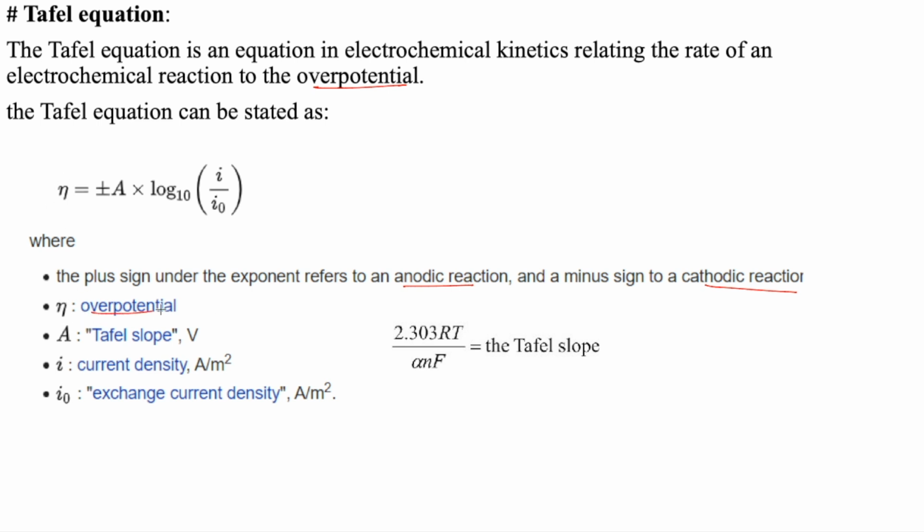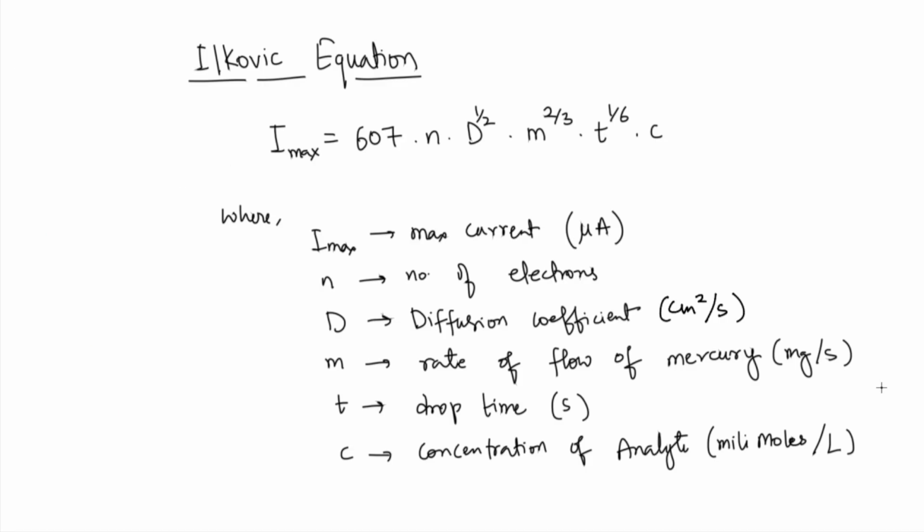Eta is called over potential, A is your Tafel slope, I is your current density, and I naught is exchange current density. There is one more important equation called Ilkovic equation, and it is given by I max is equals to 607 n D to the power 1 by 2 m to the power 2 by 3 and t to the power 1 by 6 into C. I know it's a big equation, but it is generally used in polarography related questions, and where I max is basically maximum current. The units are generally in microampere.